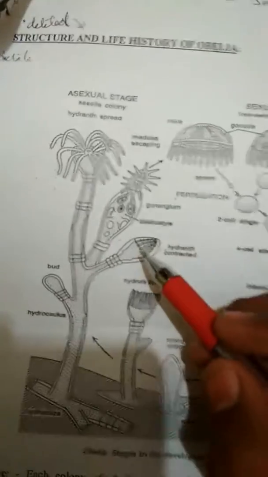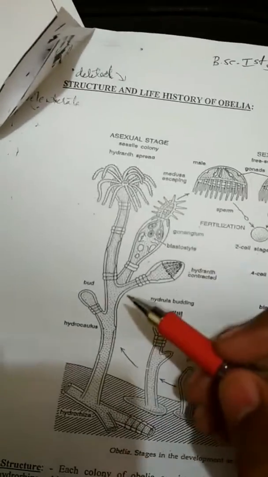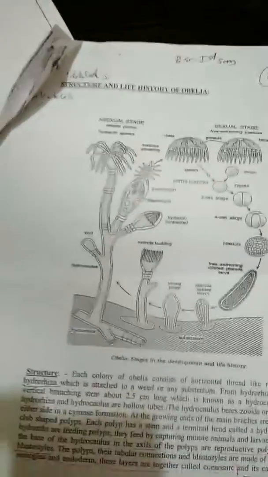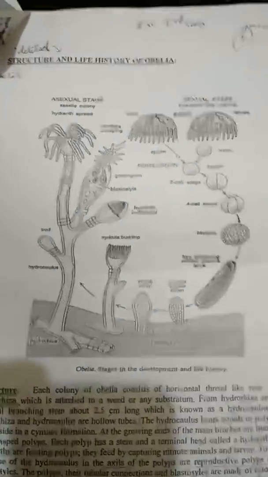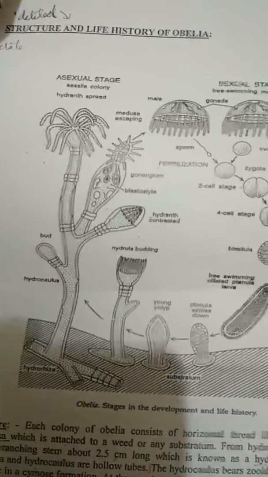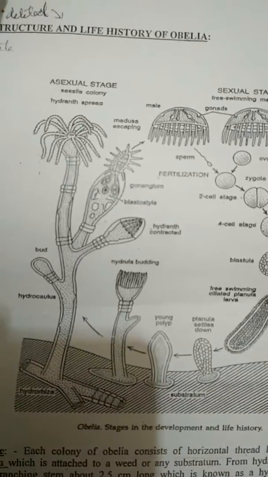Their body surface is made up of ectoderm, endoderm, and also mesoglea. Together, we call it the coenosarc. Whatever cavity is present in them is called the enteron.